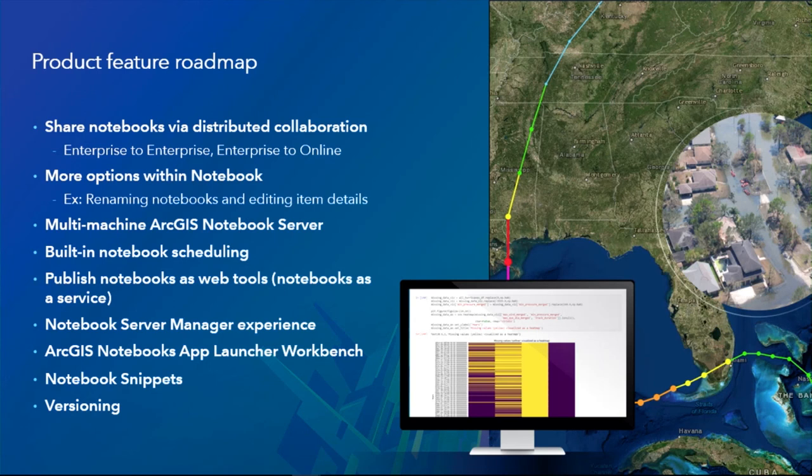More options within the notebook. Notice that I called my notebook untitled notebook 38, I believe. Little things like that we plan on fixing, so you can just rename your notebook in the notebook without going to the item's details page. Notice though that if you go through the create workflow, this won't be a problem for you. We already talked about multi-machine earlier today, so that is something that we're looking at for 10.7.1.